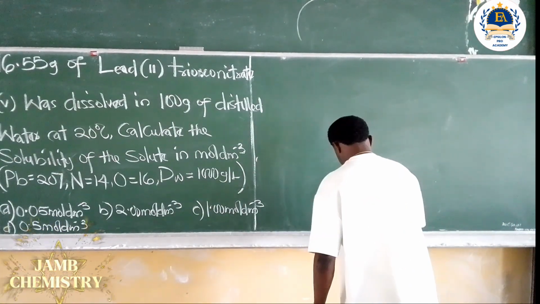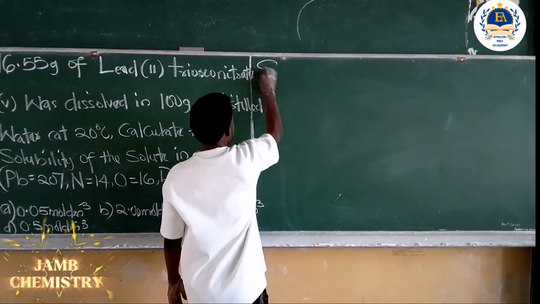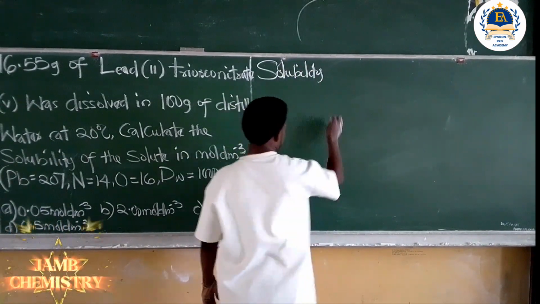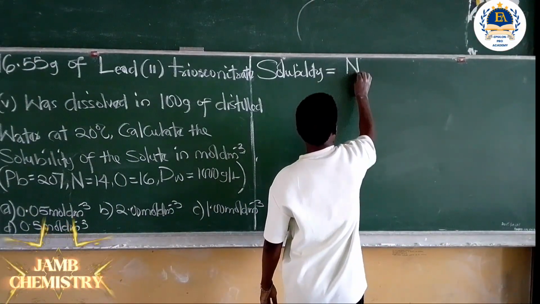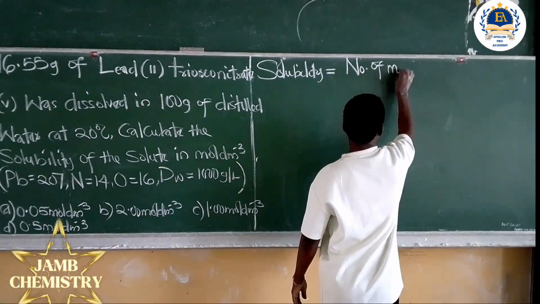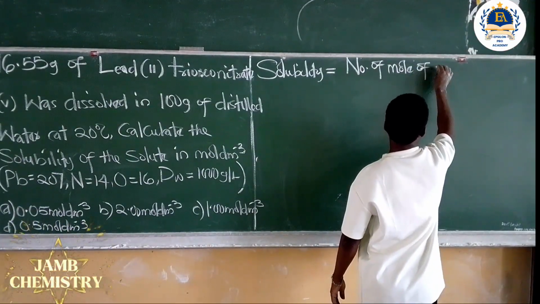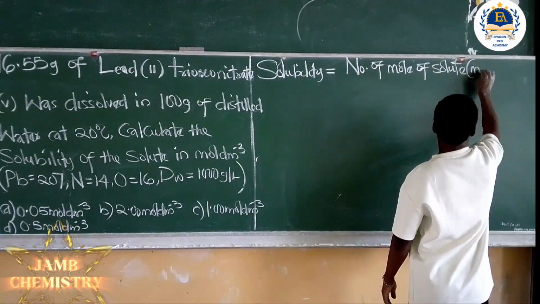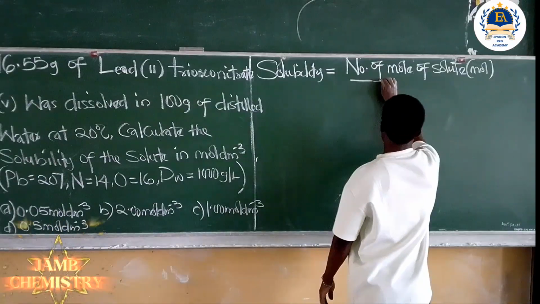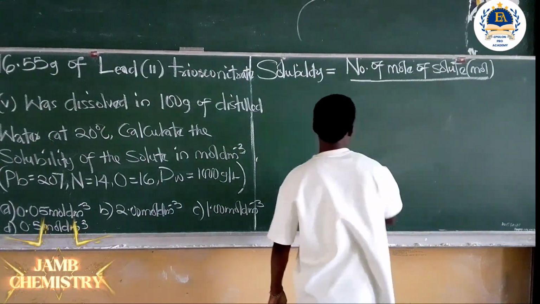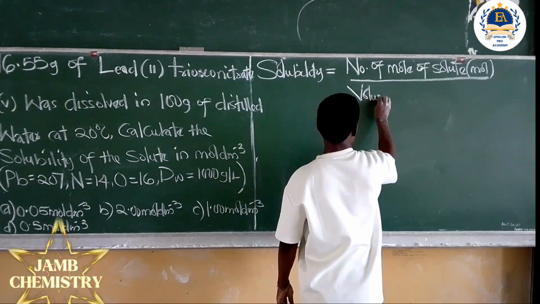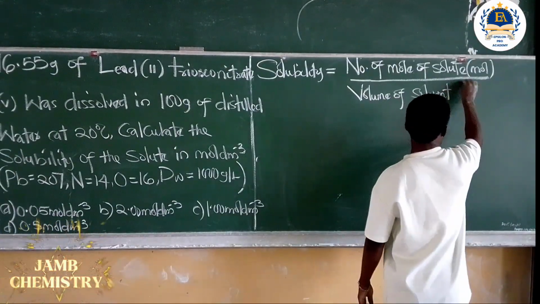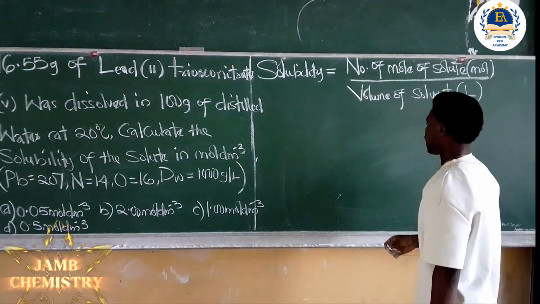Now in this question, solubility is equal to number of mole of solute, it is in mole, divided by volume of solvent, and it is given in liter or in dm cube.